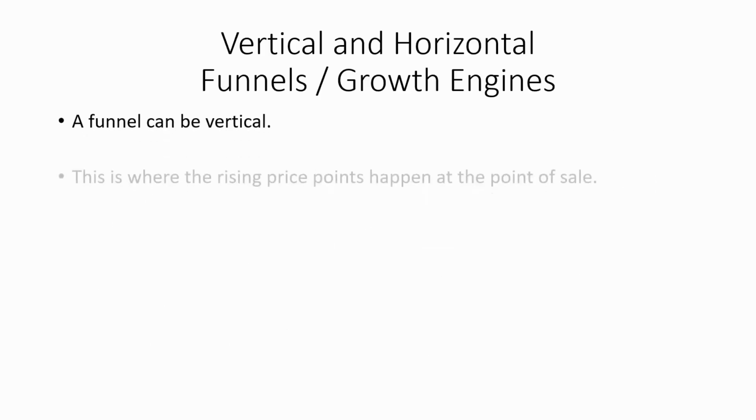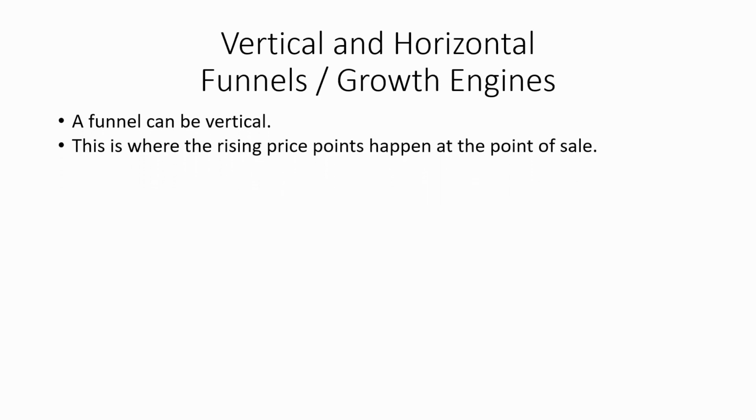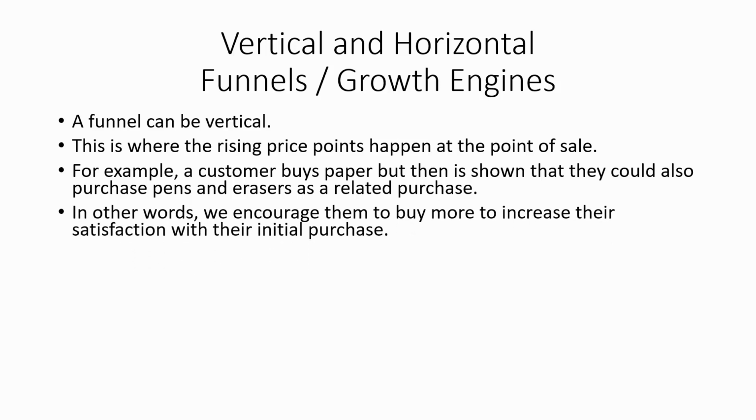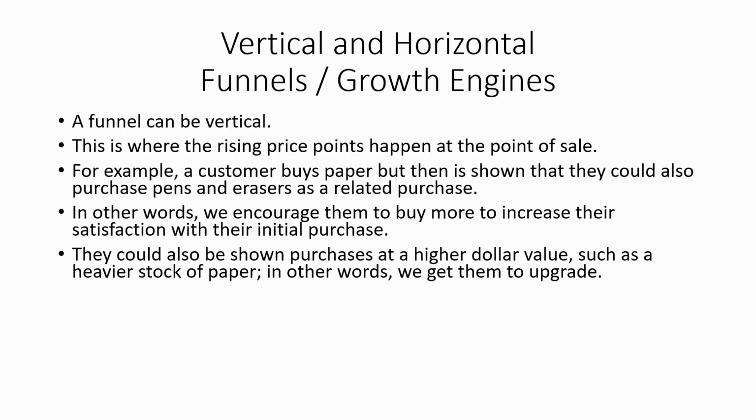A funnel is typically going to be vertical, and this is where all the rising price points are going to happen at the point of sale. So in other words, a customer comes and buys paper, and basically you're going to show them offers for pens and erasers as related purchases. You get the paper, I can also sell you pens and erasers to go with it. And so we're always increasing them to increase their satisfaction with the initial purchase. That's the idea. We are saying, if you want to really enjoy this, here's something else that will help you to do that. We could also show them purchases at a higher dollar amount if we want to.